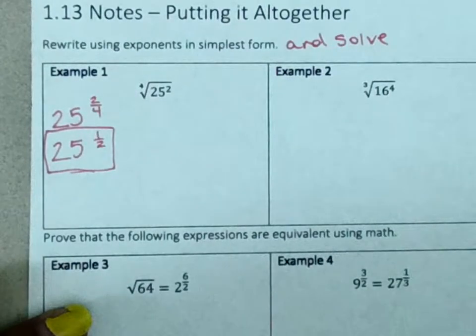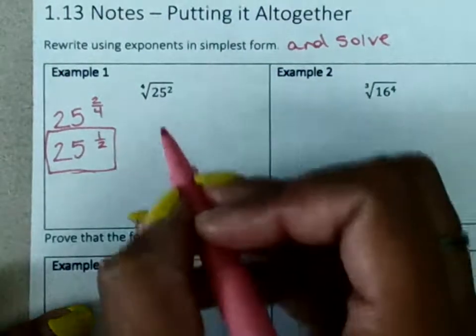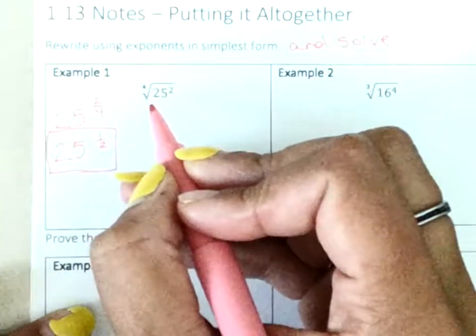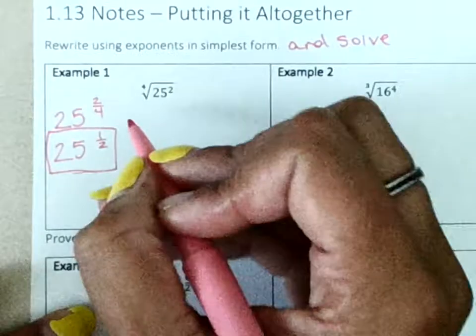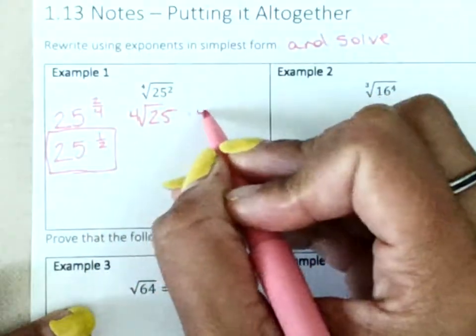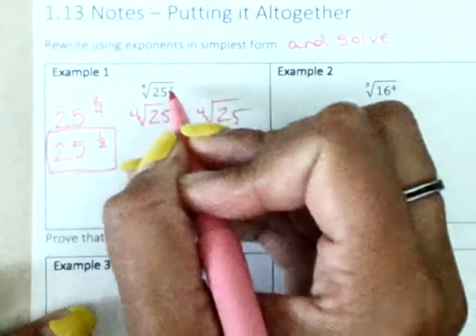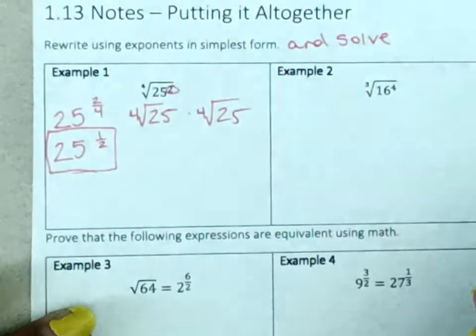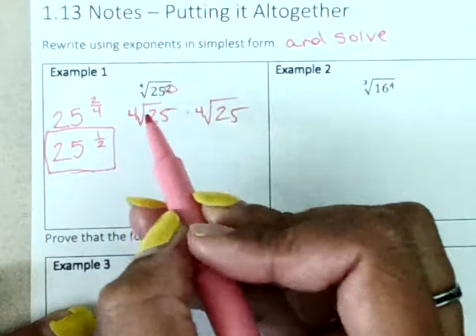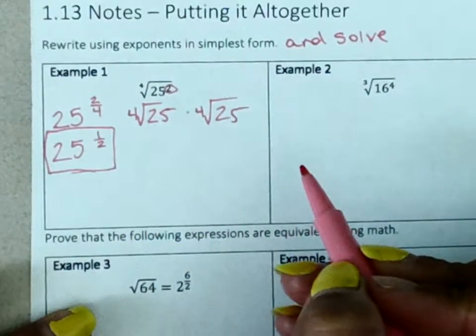However, if we wanted to solve this, we could also turn this back into a radical or expand it when it's in radical form. So let's do both. So we have the 4th root of 25 times the 4th root of 25. I've expanded 25 twice due to the exponent. There are no groups of 4 in 25, so this isn't going to help us.